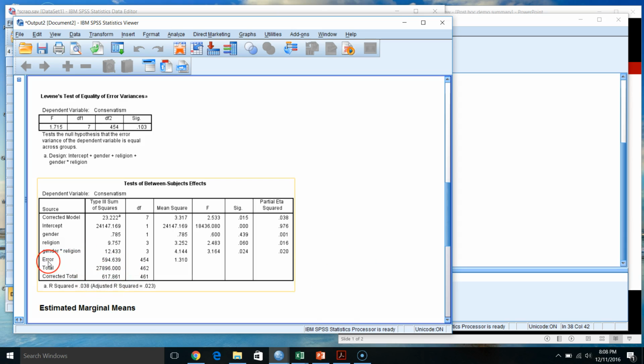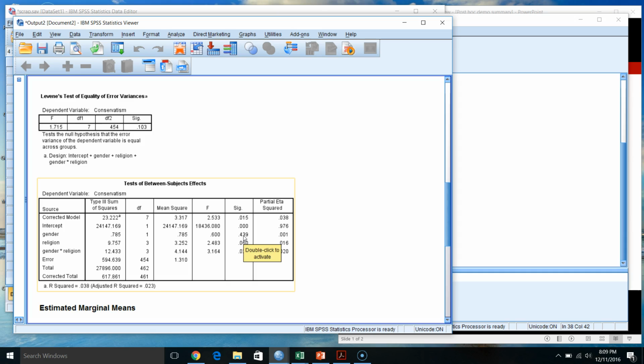Then we have our sum of squares error and our mean squared error, and then our total. We're not going to look at our total, since it combines all of this with the intercept. Our corrected total is the sum of squares total that we'll be interested in. Going through and taking a look, it looks like we have no evidence of a main effect of gender here.